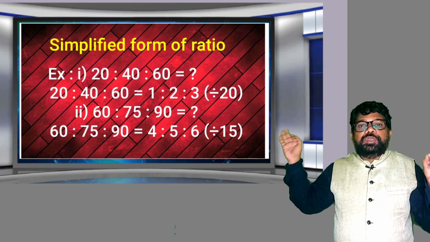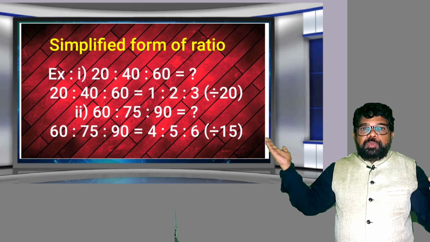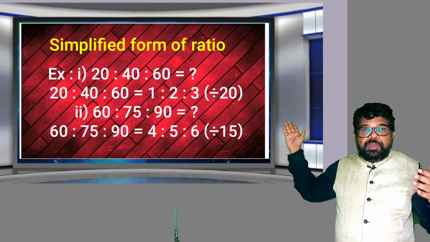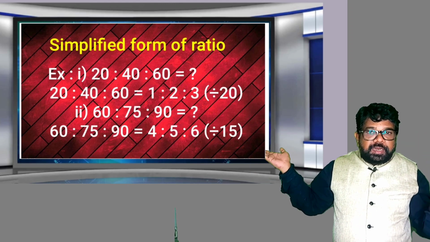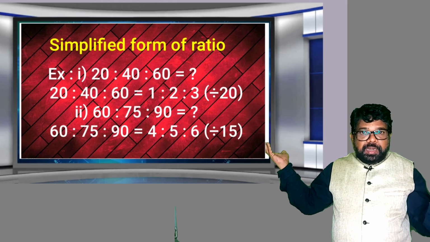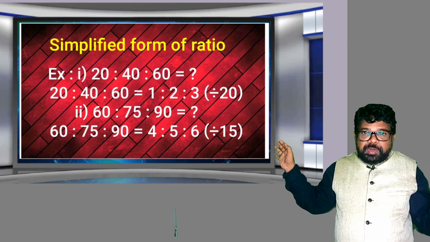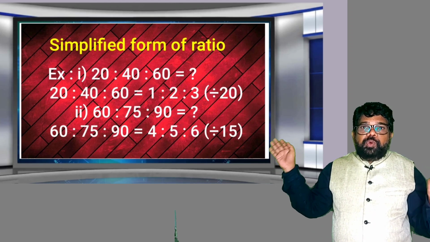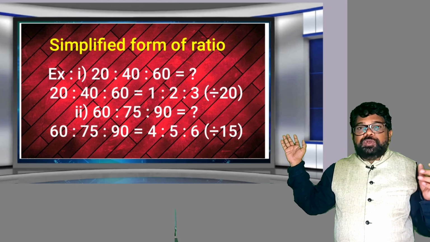So 1 is to 2 is to 3, all are divisible by 20. Suppose all are divisible by 5, cancel with 5, by 5, by 5, by 5. If all are divisible by 10, cancel with 10, by 10, by 10, by 10, and put in simplified form. Now what is the simplified form of 20 is to 40 is to 60? 1 is to 2 is to 3.